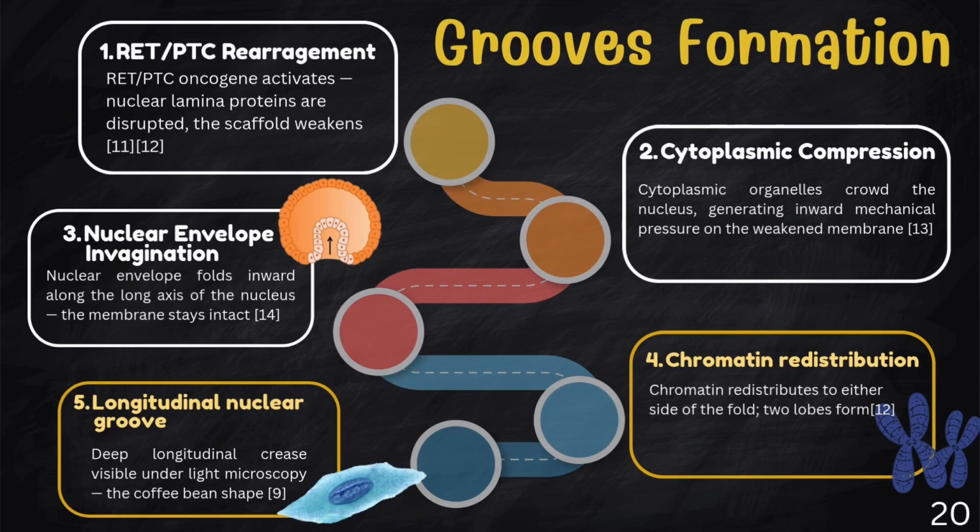As the invagination becomes deeper, it creates a prominent longitudinal crease that extends along the length of the nucleus. Under the light microscope, this appears as a thin line or indentation across the nucleus. Because of this deep longitudinal fold, the nucleus resembles the shape of a coffee bean, which is why these nuclei are often described as having a coffee bean appearance.